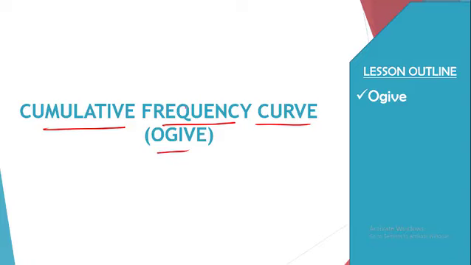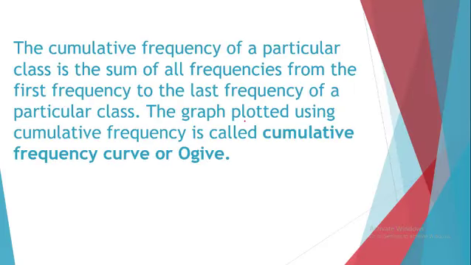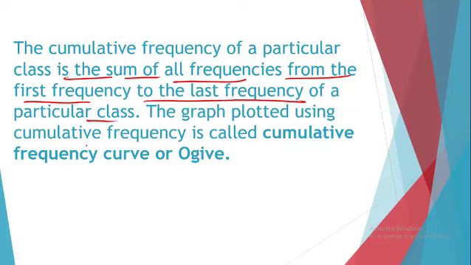Welcome back. In this lesson, our focus will be on how to prepare the OGIF, or what we'll call the cumulative frequency curve. So let us start. The cumulative frequency curve of a particular class is the sum of all the frequencies from the first frequency to the last frequency of a particular class.